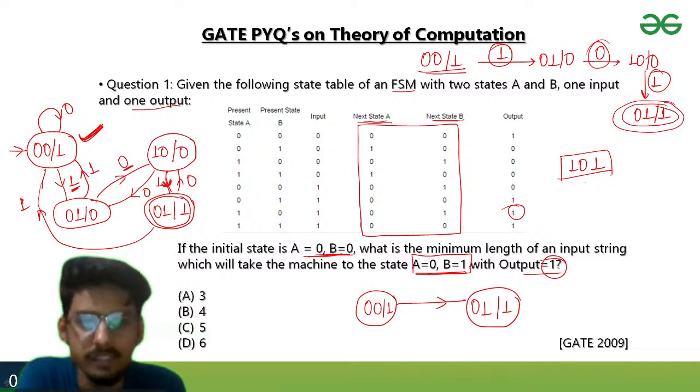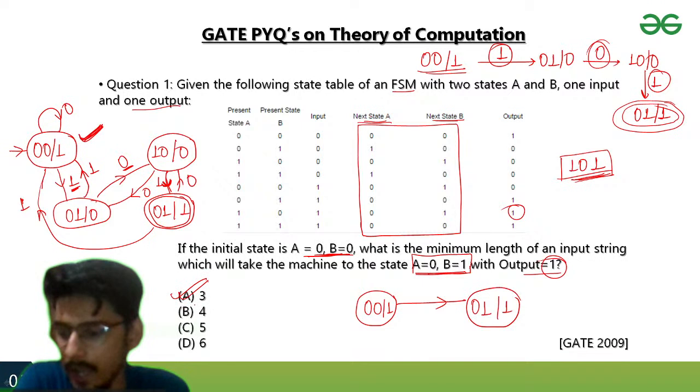So what is the length of this minimum string? It is 1 0 1. So the length of this minimum string is 3, therefore 3 will be the correct answer. I hope you got this. If you have any doubt, please let me know.